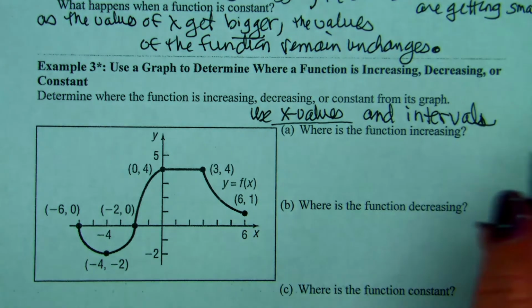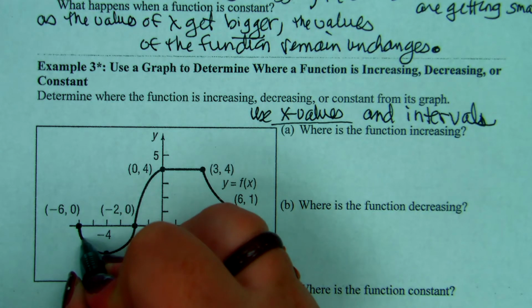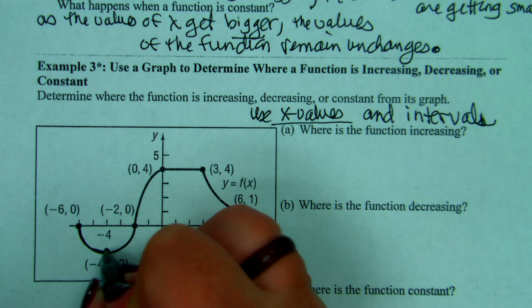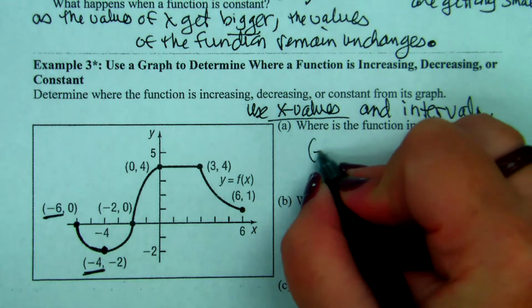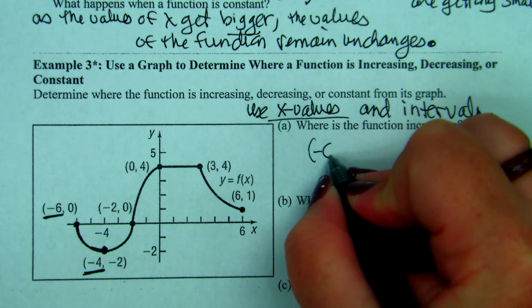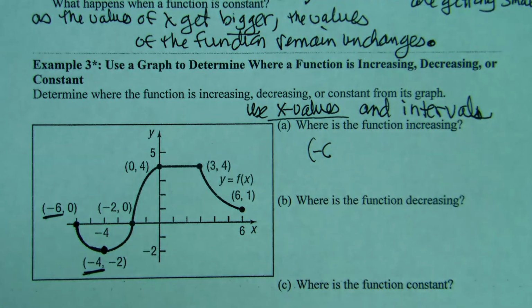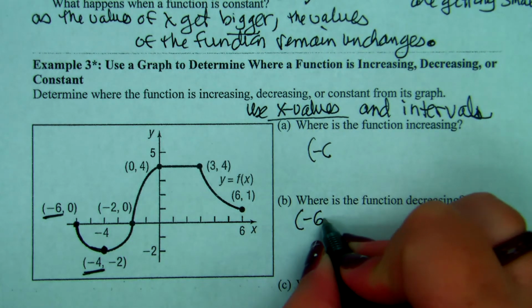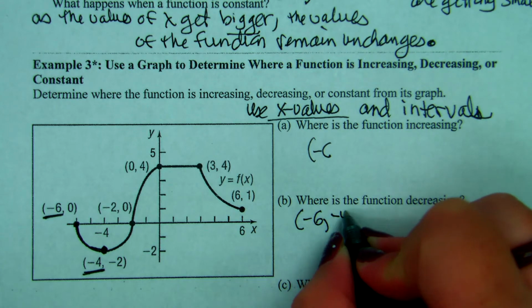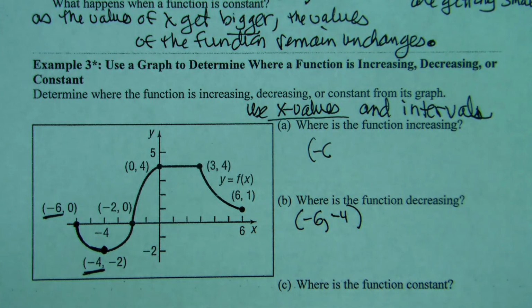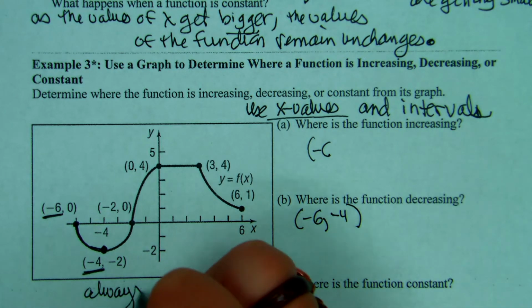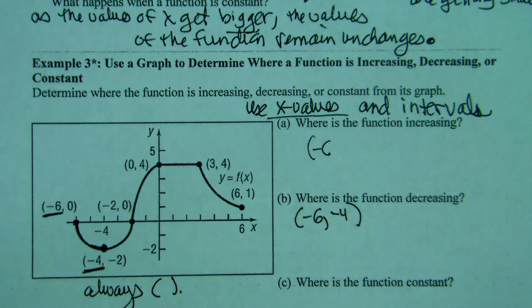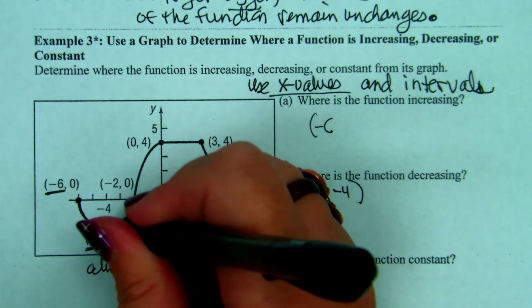So when is it decreasing? You start at the left. Is it going up or down? Down. Where does it start for the x's and where does it end for the x's? Well, it starts at negative... Oh, it says increasing. I was doing decreasing, so let's do it right here. Negative 6 to negative 4. That's interval notation. It's between negative 6 and negative 4, and it's always parentheses, never closed brackets.